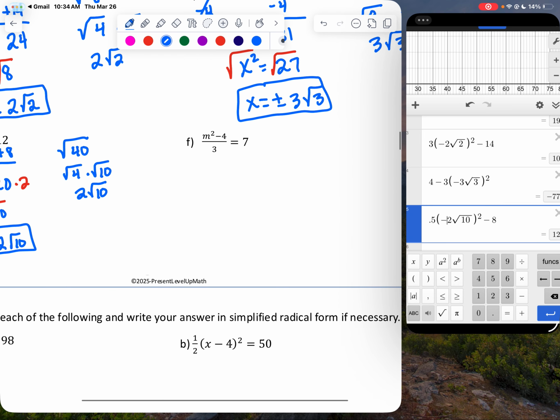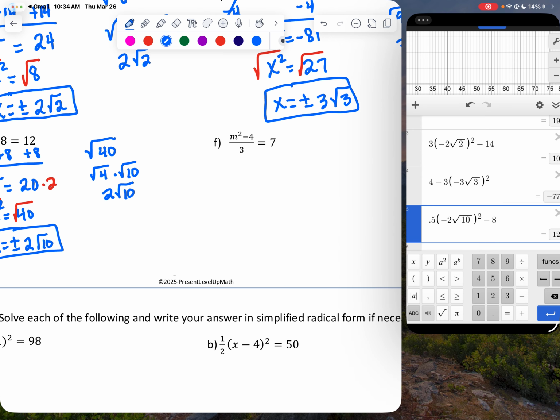All right, problem F. M squared minus 4 divided by 3 equals 7. Now, sometimes people get confused on what to do first on this problem. Because we have a fraction equal to a whole number, I would start off by multiplying both sides of this by 3, the reciprocal. And the reason we're doing that is because this 3 will cancel with this 3, leaving me m squared minus 4 on the left side, and 7 times 3 equals 21 on the right side.